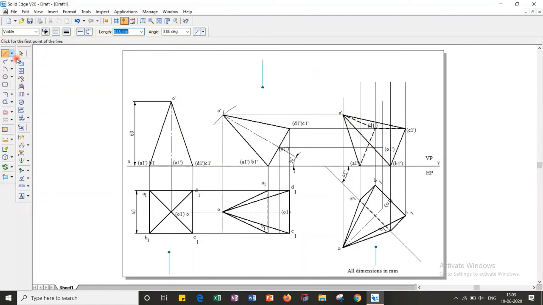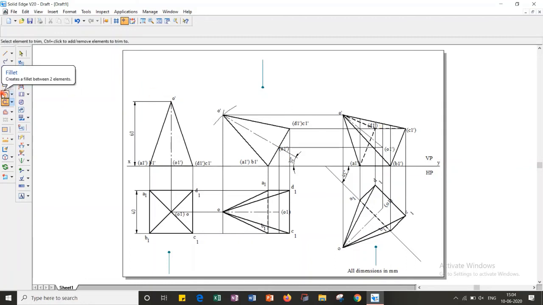Now, last one remaining line is axis line. Axis line will be from O to O1. You can erase all the unwanted lines. These extra lines you can erase. So this completes solution for square pyramid resting on edge condition. Thank you.